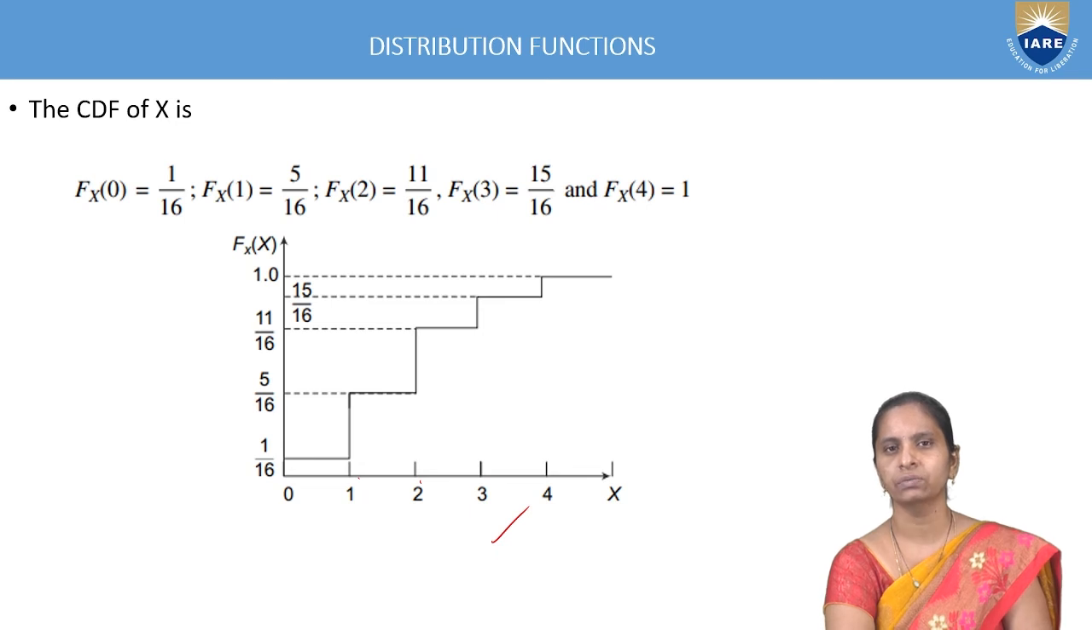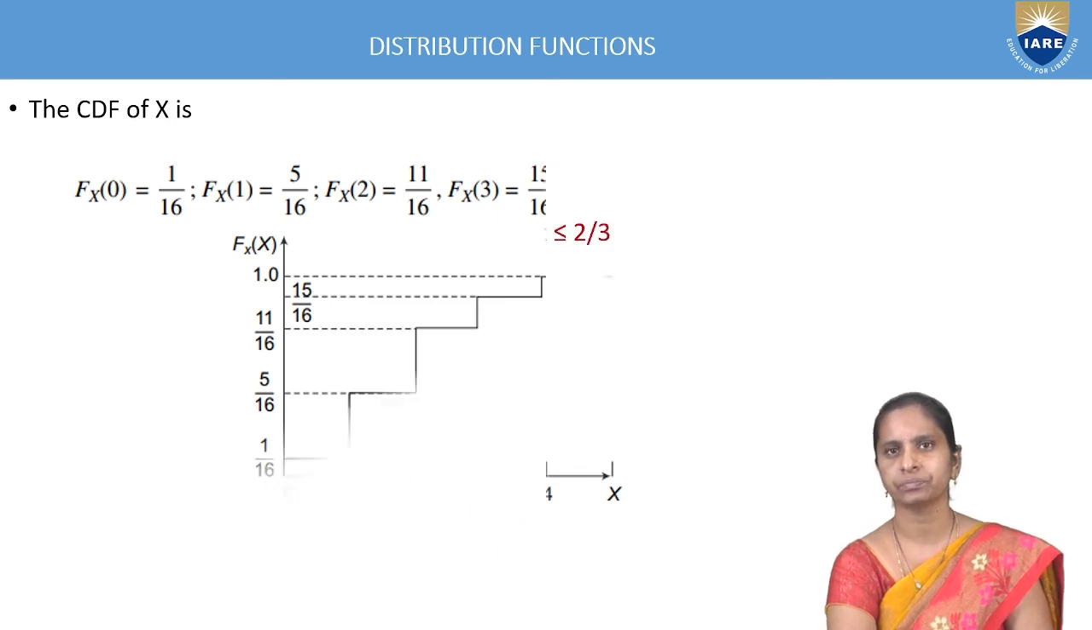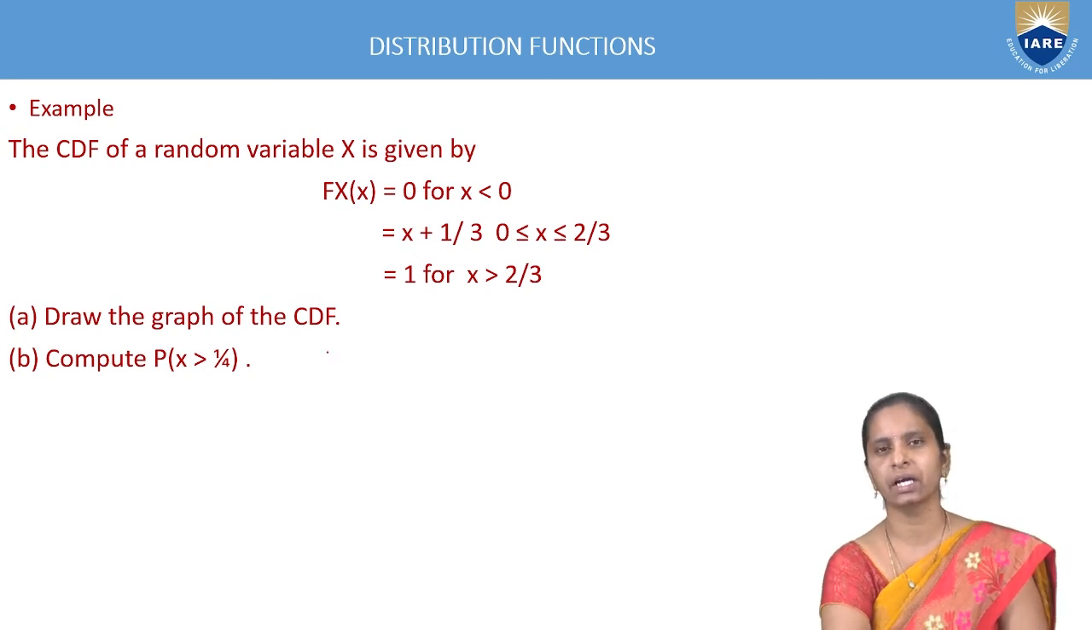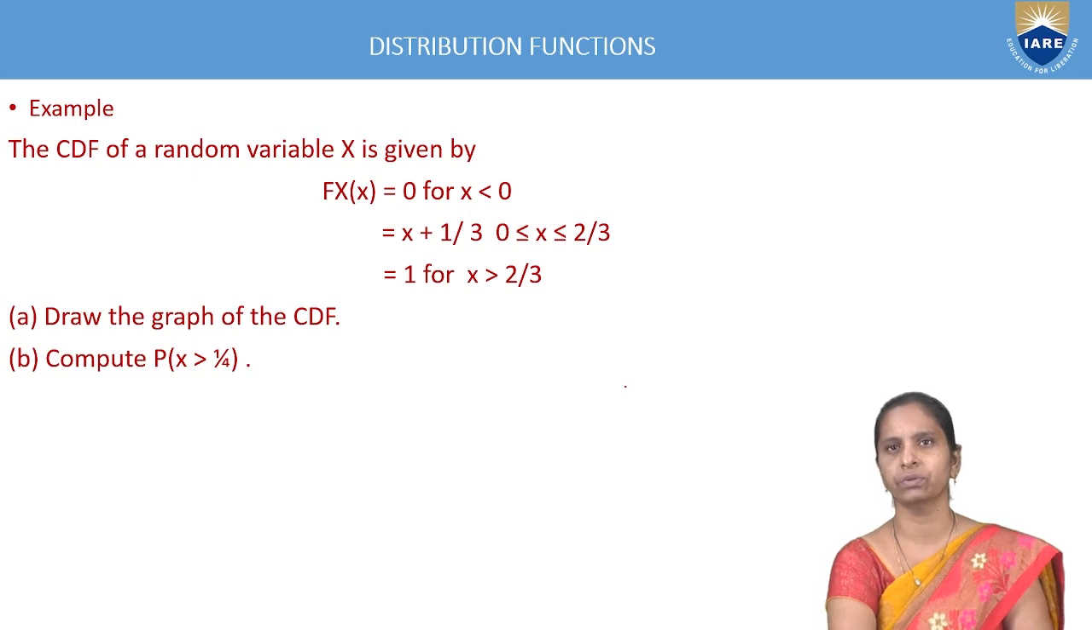This is how you plot it for the given random variable. Let us take one more example. This is a distribution function for a continuous random variable. They have defined the distribution function. You have to plot the graph of the distribution function as well as calculate the probability that x is greater than 1 by 4.